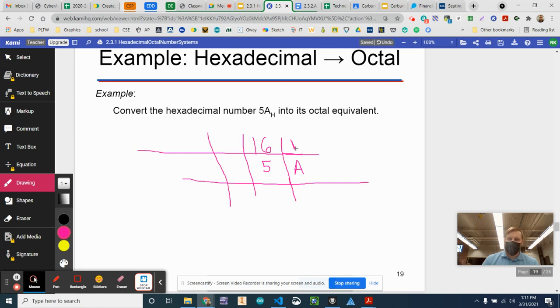So in the ones place here, I've got A, which was going to be equivalent to 10. We had 5 in the 16th place, so 5 times 16 is going to be 80. Then finally 2, we would add those two together, and the total would be 90 base 10.